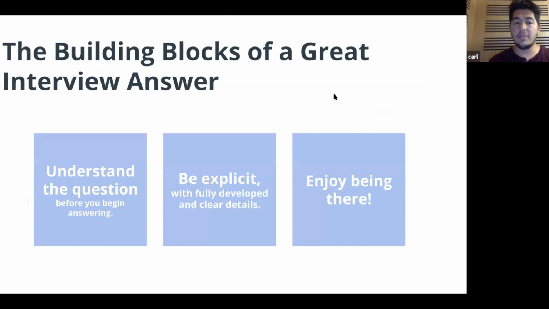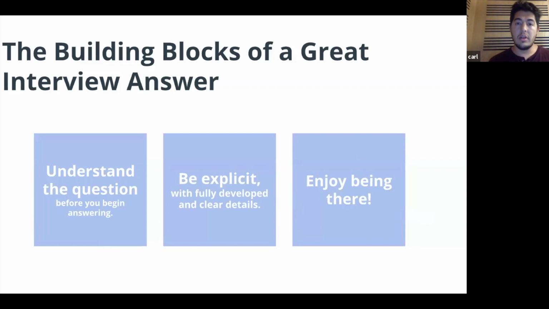Okay, building blocks of a great interview answer. First of all, understand the question. This is critical. You cannot give a correct answer to a question without understanding it first. And the key to that is stopping a little bit, thinking, asking clarifying questions, and also considering why you're being asked that question. What does the interviewer want to know about you? What are they trying to test? That kind of thing.